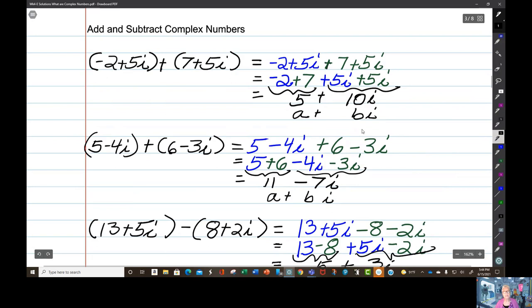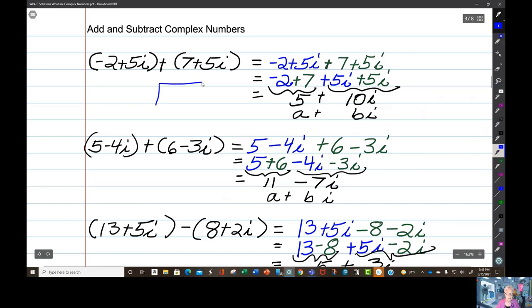Now we're going to add and subtract complex numbers. Negative 2 plus 5i is going to be added to 7 plus 5i. I color coded this at first. Negative 2 plus 5i plus 7 plus 5i. You add the real parts together and you add the imaginary parts together, so that you have negative 2 plus 7, which is 5, plus 5i plus 5i is 10i. So your answer is 5 plus 10i. And that's what you would write in the answer box.